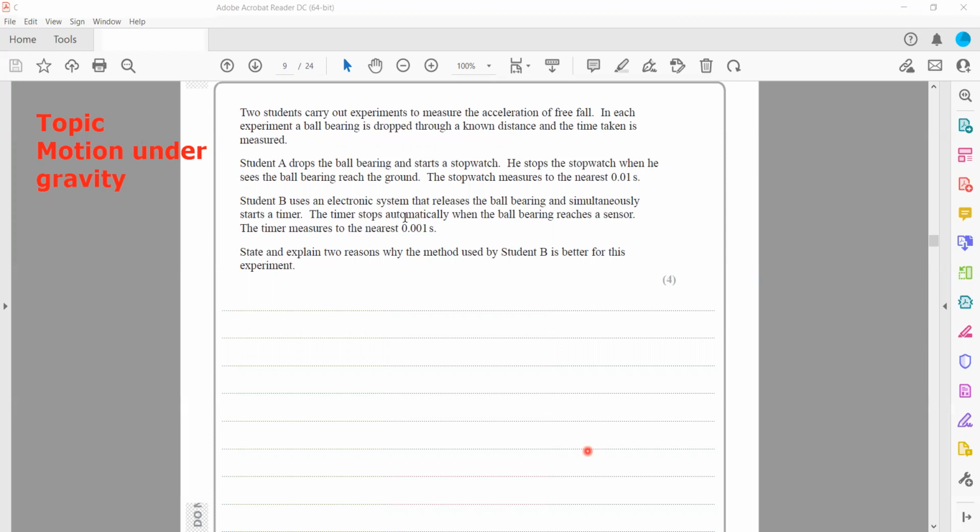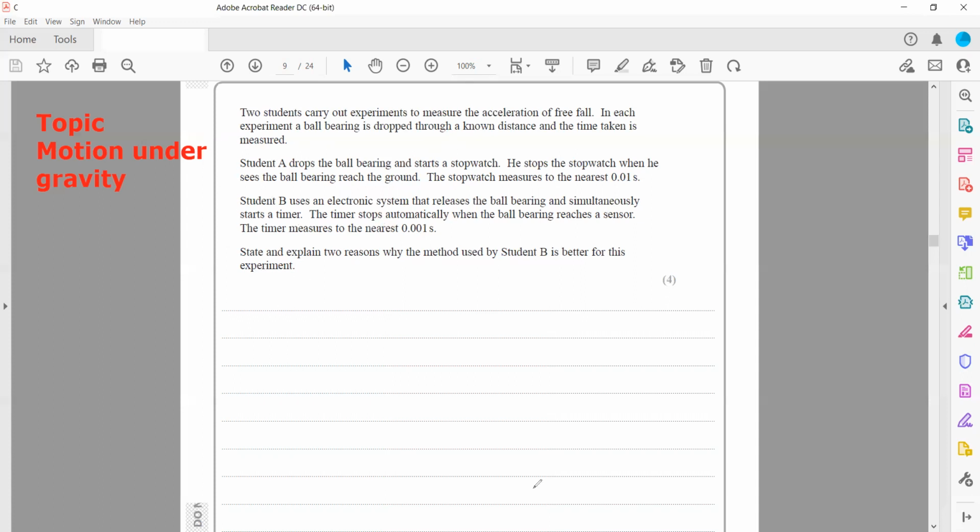Student B uses an electronic system to release the ball bearing and simultaneously start the timer. The timer stops automatically when the ball bearing reaches a sensor. The timer measures to 0.001 second. State and explain two reasons why the method used by student B is much better than that of student A. So what is the reason why student B's method is much better than student A's?